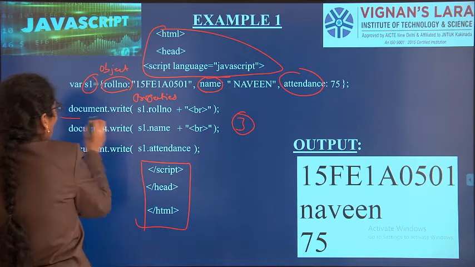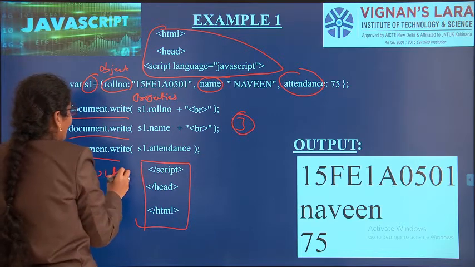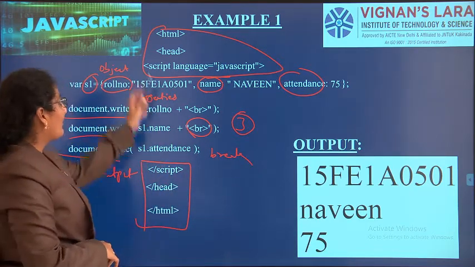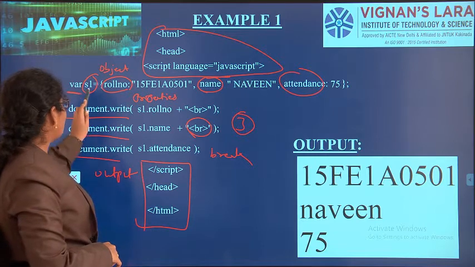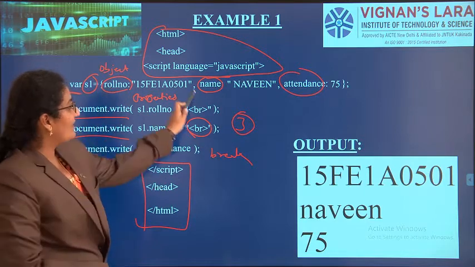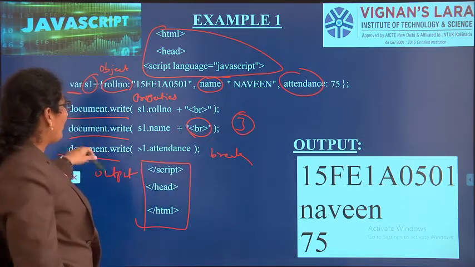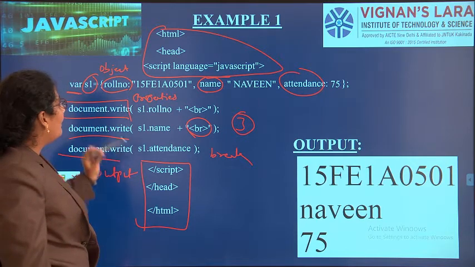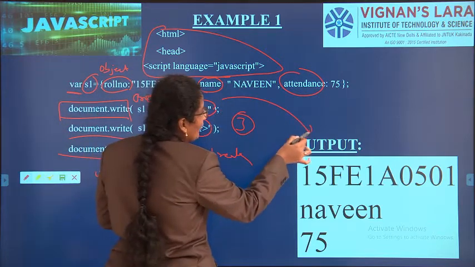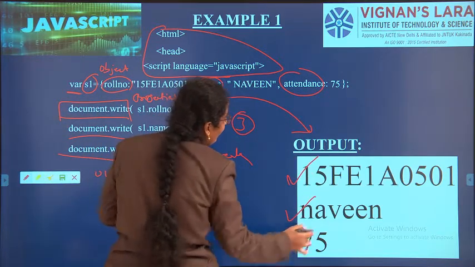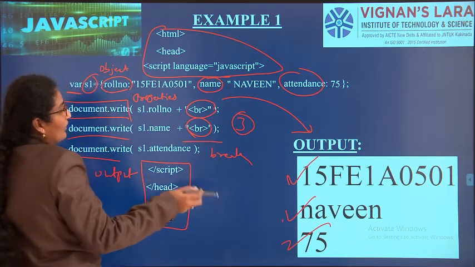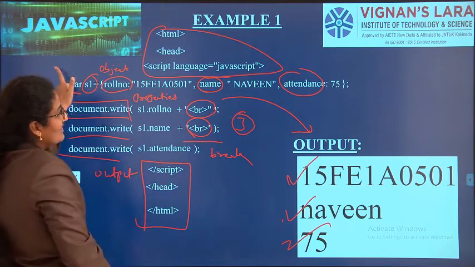Now what do I want? Document.write is for output. This BR tag is for break. You know all these things, so I am not going to talk about tags. I have used a variable, and S1 is the object name. For this S1 I have given the properties. We have 3 properties, that is roll number, name and attendance. Now I wanted to print all these things. For output I am using document.write, and for giving a break I am using the BR tag. After executing the program, this will be the output. 501, Naveen, attendance 75. Why did they come on separate lines? We used the BR tag. What are those properties of S1? What is S1? Object. Simple.